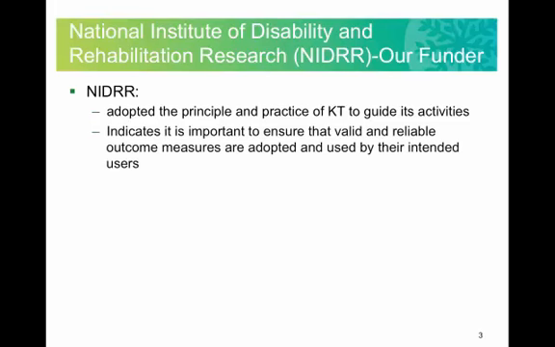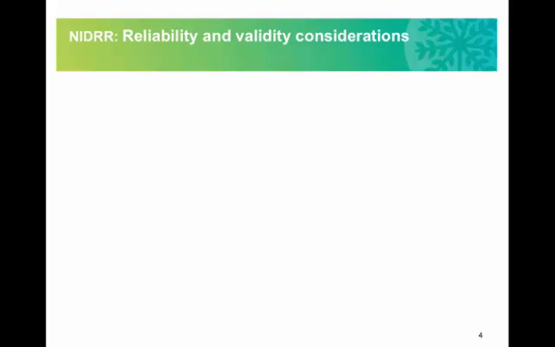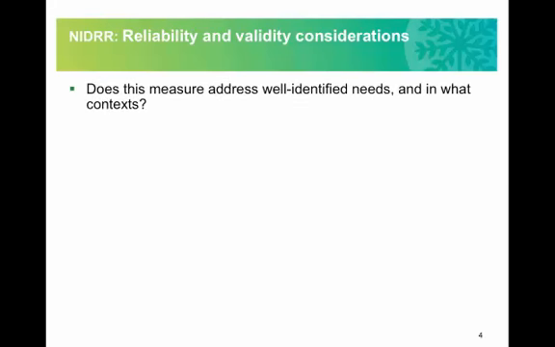They've also indicated that it is important to ensure that valid and reliable outcome measures are adopted and used by their intended users. Outcome measures should serve as the foundation of evidence-based knowledge, and they are crucial for demonstrating intervention effectiveness. NIDRR has also recommended several reliability and validity considerations when adoption and use of an outcome measure is a goal. Consider whether this measure addresses well-identified needs and in what contexts.